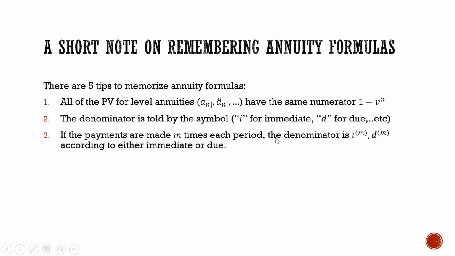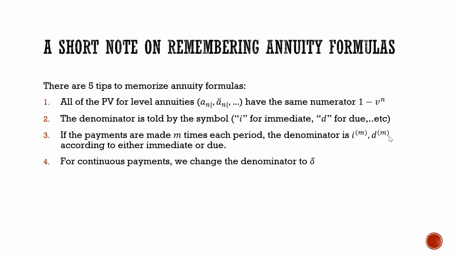So for annuity immediate, in which we have m times payment in each year, we are going to use i to the top script m. For annuity due, we use d to the top script m, d to the upper m.